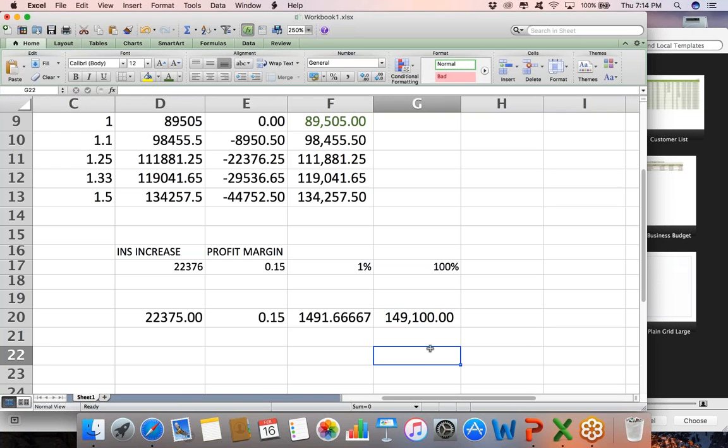So we need to sell another $149,000 of services, just to break even that 15%. So if we lose $22,350 in workers' comp, we got to do another $150,000 in business just to net that 15%. Does that make sense? I know it kind of took us a long way to get there.